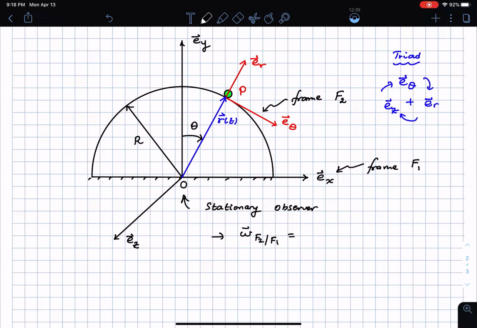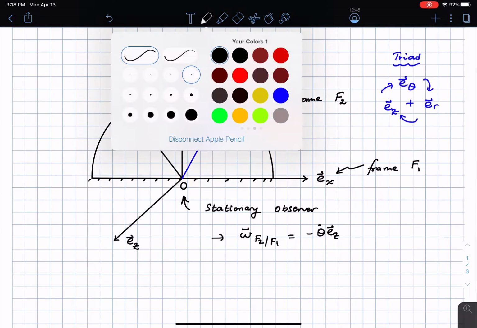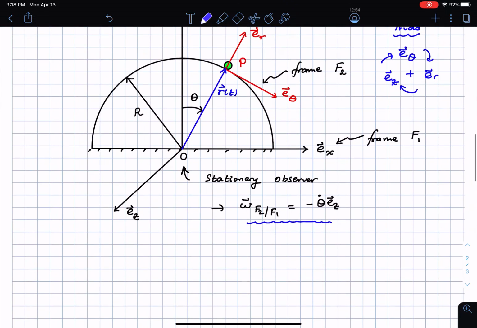You'll see that that's going to be theta dot in the negative ez direction, so that's going to be minus theta dot in the ez direction. Okay, so that is the angular velocity of the triad with respect to an inertial frame. All right. Now what am I going to see in this problem?